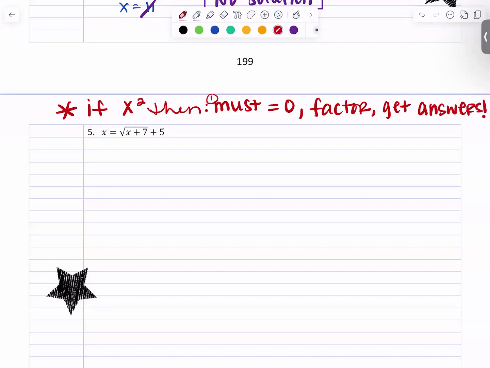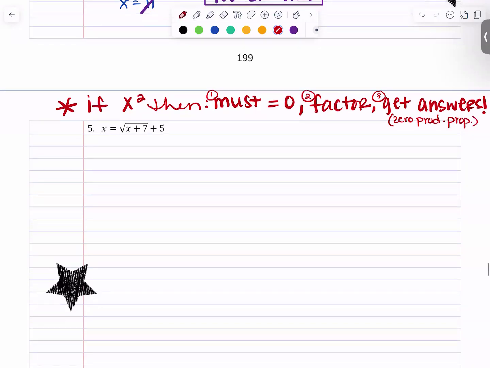Step 1, set it equal to 0. Step 2, factor. Step 3, get 2 answers with the zero product property. I don't know if you guys remember that, but zero product property, or at one point I called it the ZPP, zero product property.